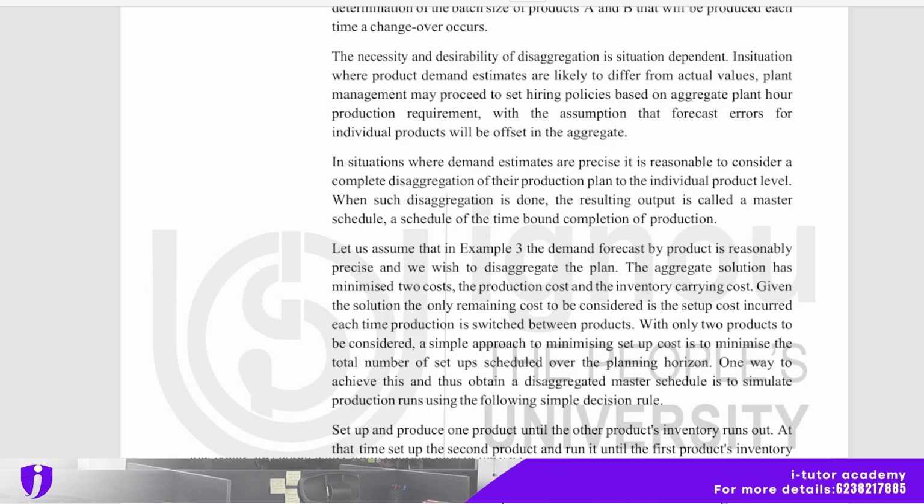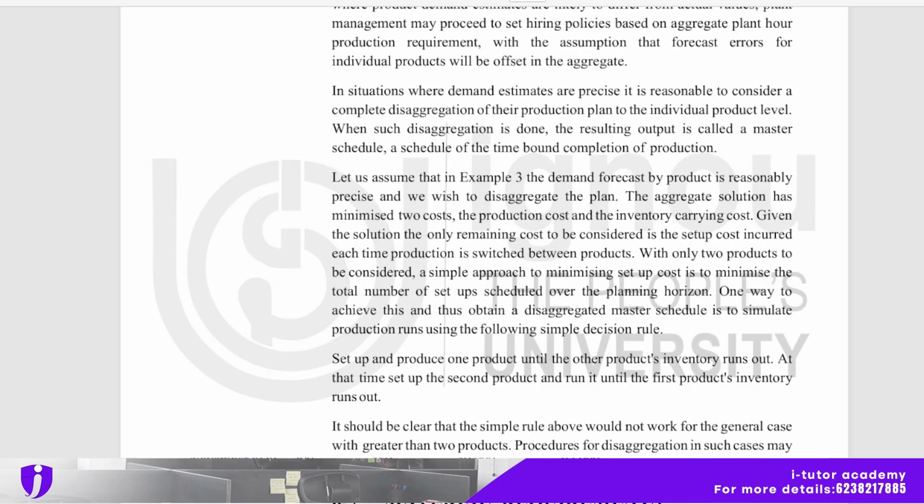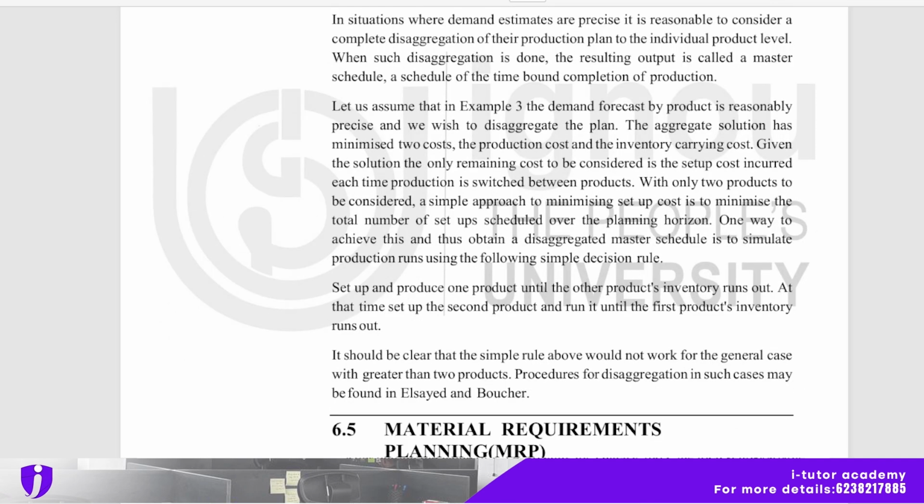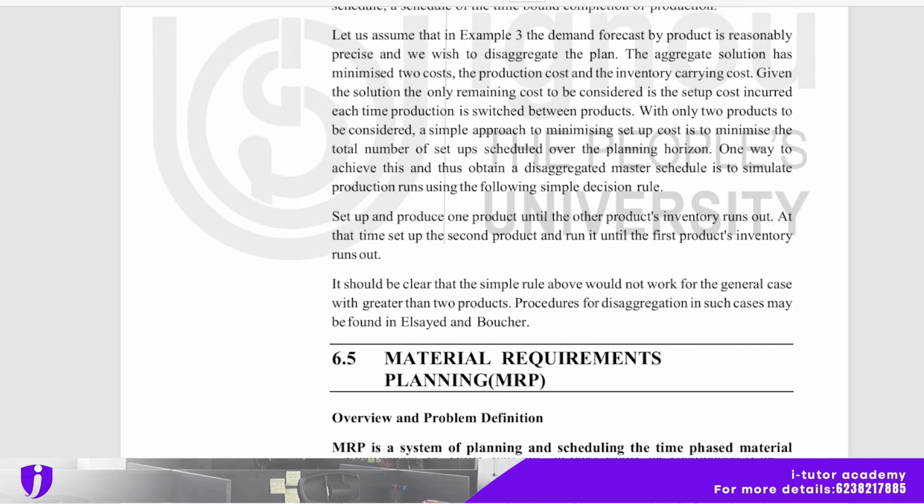In situations where product demand estimates are likely to differ from actual values, plant management may proceed to set hiring policies based on aggregate planned hours production requirements, with the assumption that forecast errors for individual products will be offset in the aggregate. And in situations where demand estimates are precise, it is reasonable to consider a complete disaggregation of the production plan to the individual product level. And when such a disaggregation is done, the resulting output is called a master schedule, a schedule of the time-bound completion of production.